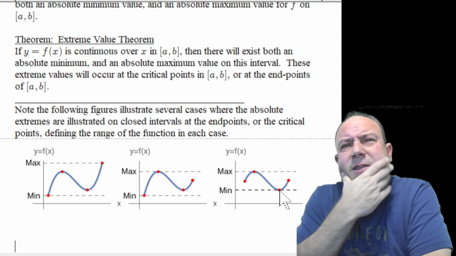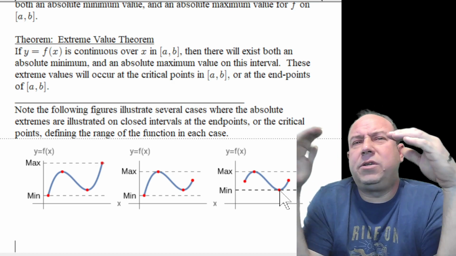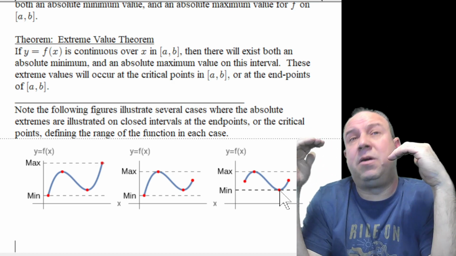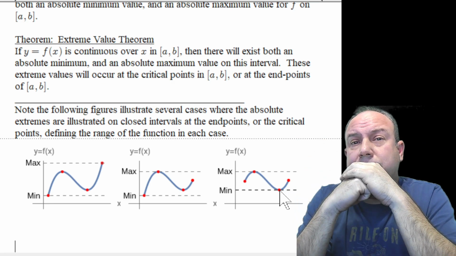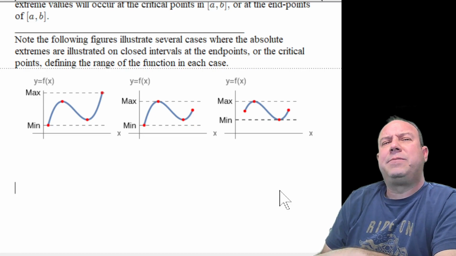Should be careful saying that, though. I should really be careful saying that. But if we exist on a closed interval, we'll always have both a maximum and a minimum absolute value. All right, absolute max or extreme value. Absolute extreme value.